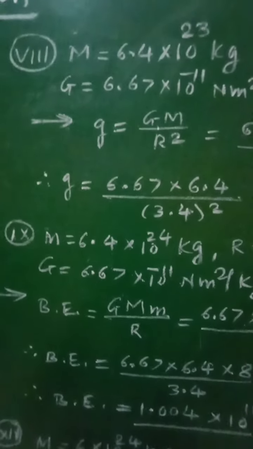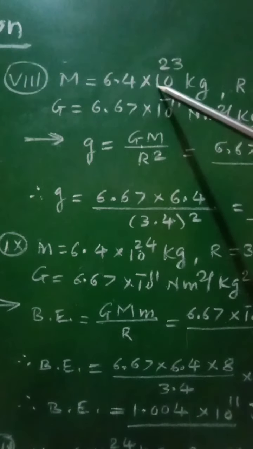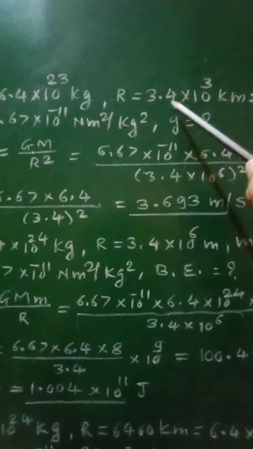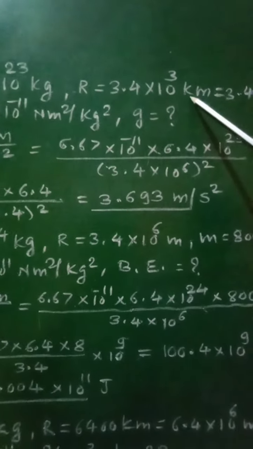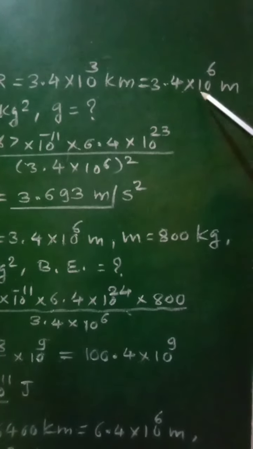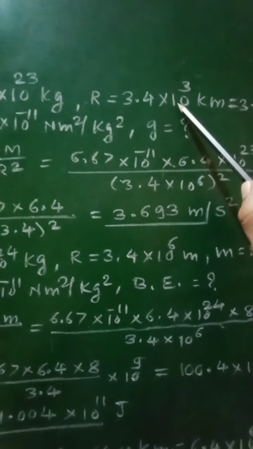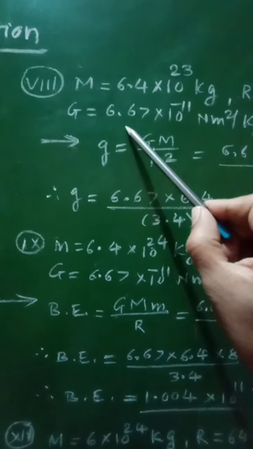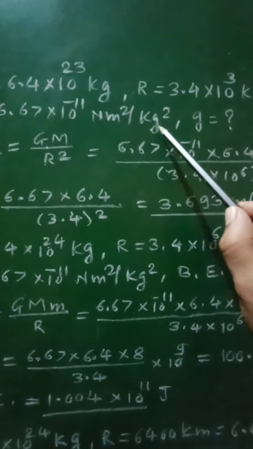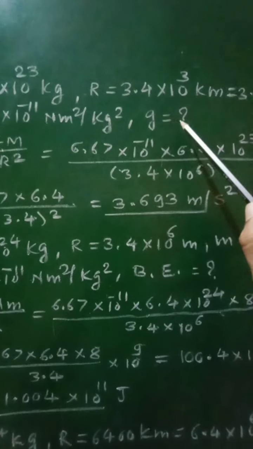Therefore, for this numerical number 8, the given data is m is equal to 6.4 into 10 raised to 23 kilogram. Then radius r is equal to 3.4 into 10 raised to 3 kilometer, which will be equal to 3.4 into 10 raised to 6 meter. This is the mass and radius of Mars. Then G is equal to 6.67 into 10 raised to minus 11 Newton meter square per kilogram square, and we have to find out acceleration due to gravity g.